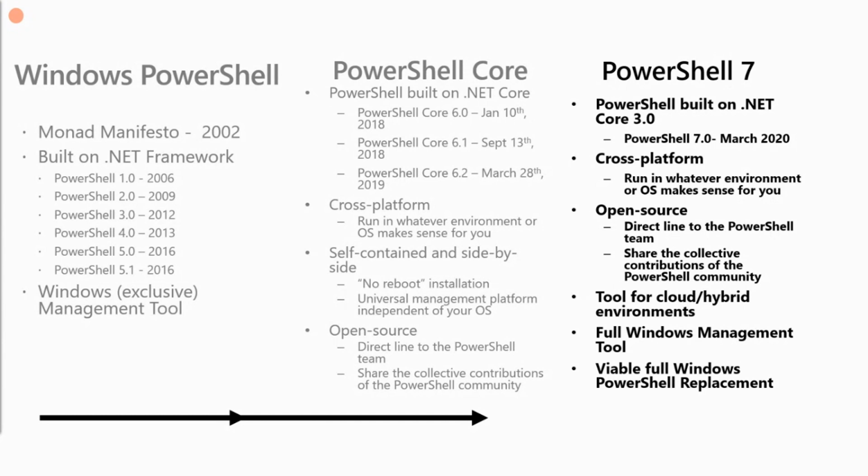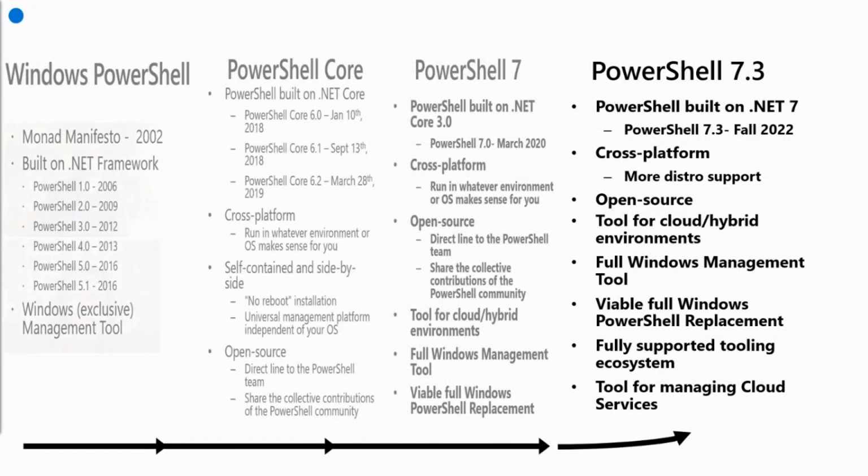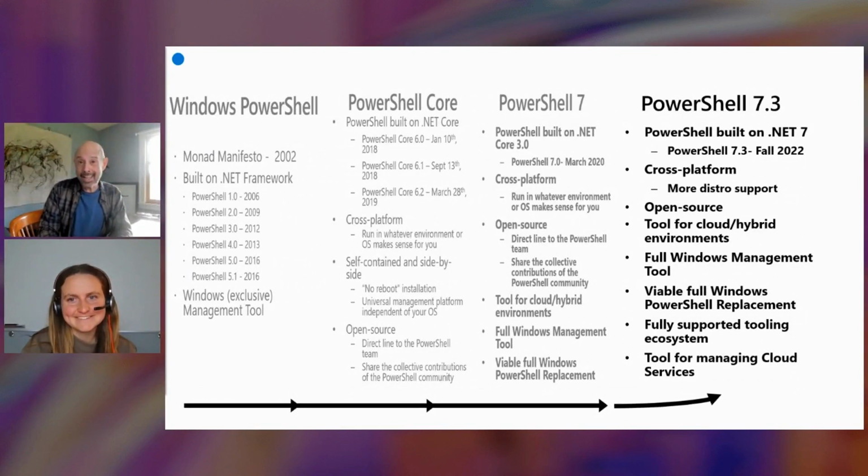We had our Windows PowerShell path, our PowerShell Core path. And what PowerShell 7 did was bring these two together. Not only was it still cross-platform, still open source, but now it was also, once again, a full Windows management tool and really a viable replacement for Windows PowerShell. It was built on .NET Core 3.0 and PowerShell 7.0 GA'd in March of 2020. And without a doubt, we are continuing that work today. So we're currently working on PowerShell 7.3.